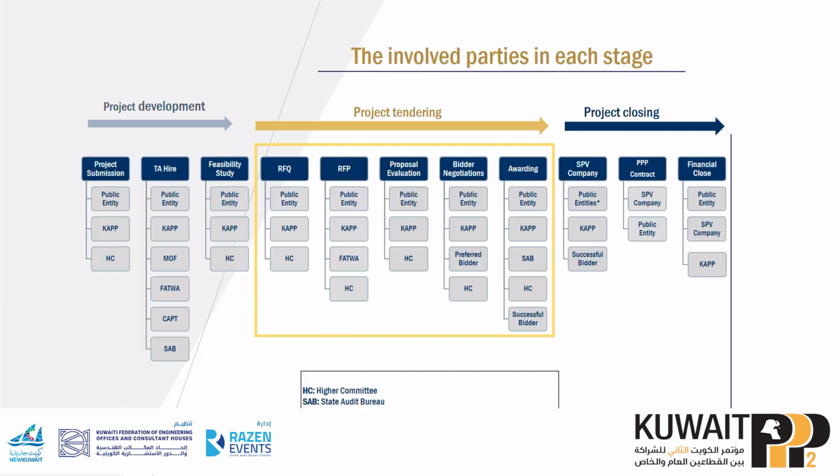And this cycle is considered similar to many countries, but as you can see, in our cycle we have many involved parties. The main parties are the public entity itself, of course. We have KAPP and the higher committee, and we have two regulatory entities: SAB, which is the State Audit Bureau, and FATWA, which is the Department of Legal Advice and Legislation.